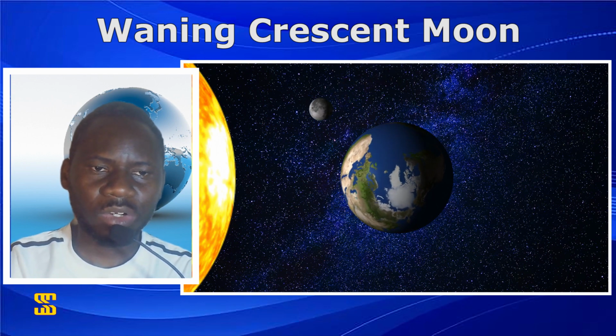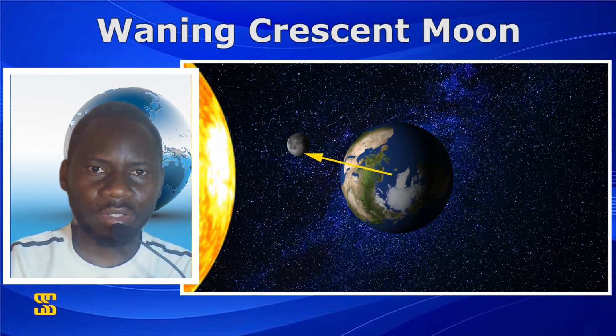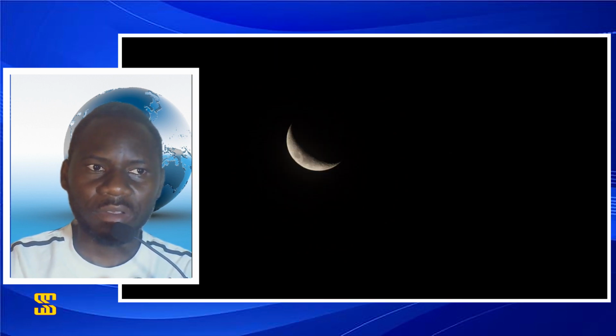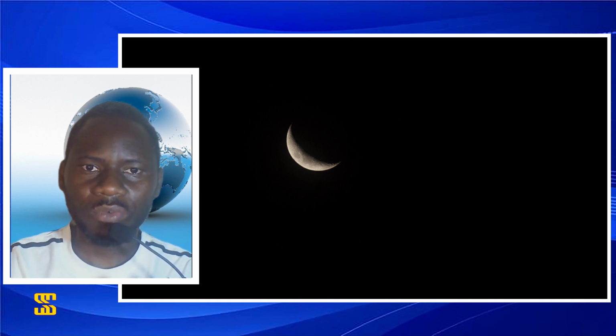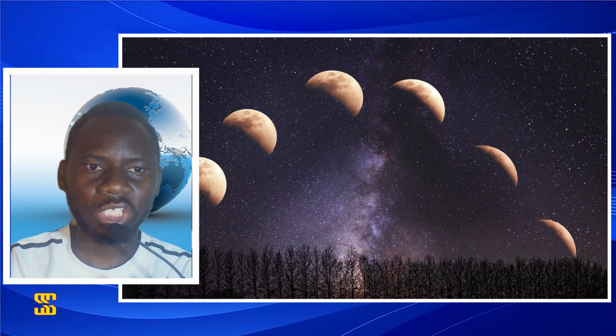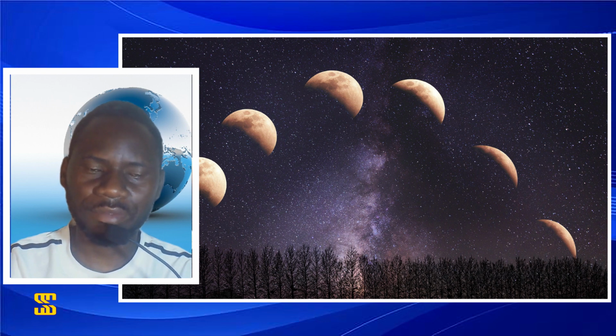And last but not least, the waning crescent moon. When the moon is a few days away from the new moon, it becomes smaller and smaller. We see again the little shining edge of the moon. This is the last phase of the moon. In this phase, the moon rises around 3 a.m. and sets around 3 p.m. These different shapes of the moon have influenced civilizations for thousands of years.